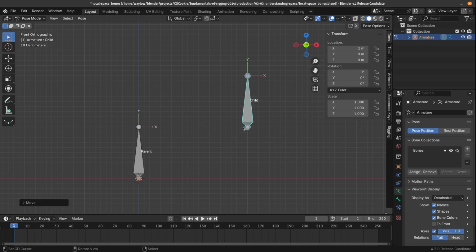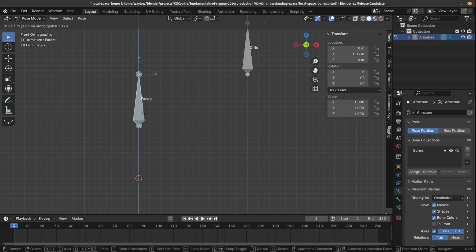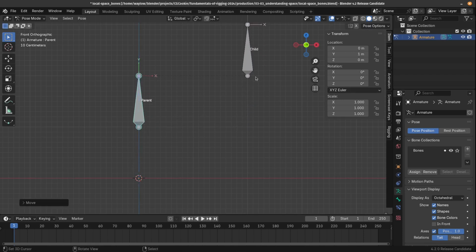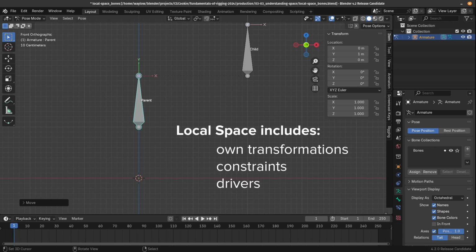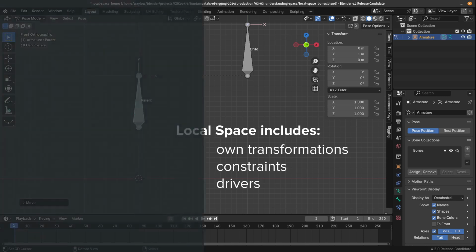Now, local space calculations also include any constraints or drivers that change this bone. However, the one key difference with this version of local space is that it's going to ignore any of the transformations that happen to any of the parents. If the parent moves, it's not going to affect this plain local space version like it did with our With Parent option. So to summarize, local space includes its own transformations. It also includes transformations from constraints and drivers, but it does not include any parent transformations.